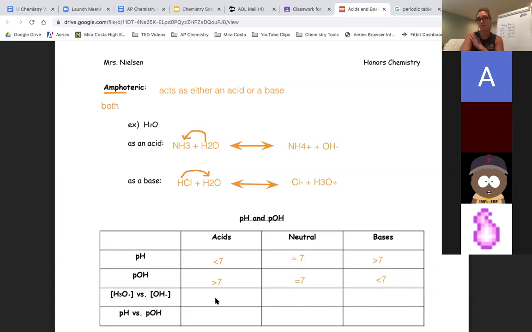And we're also going to be able to calculate these values of hydronium and hydroxide ion concentration. So for acids, acids create hydronium ions. For acids, hydronium is going to be greater than hydroxide ion concentration. Okay.